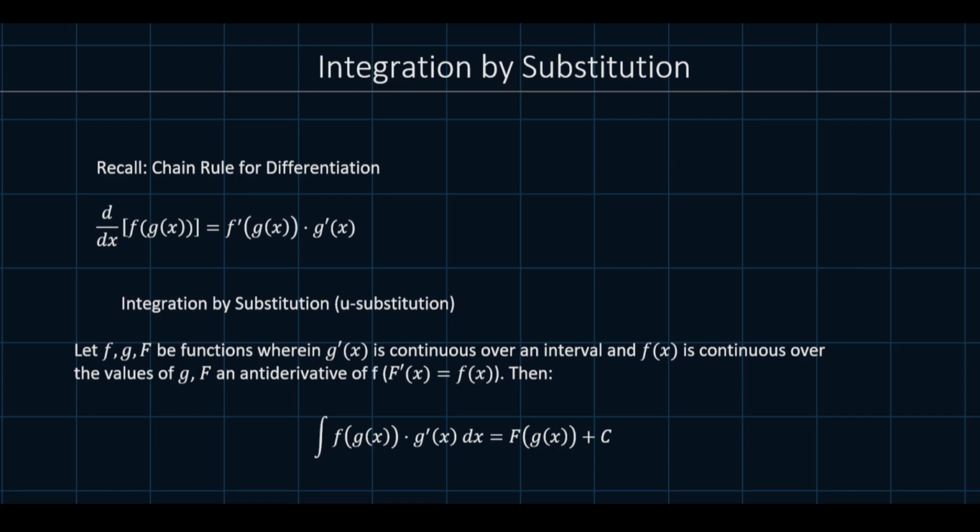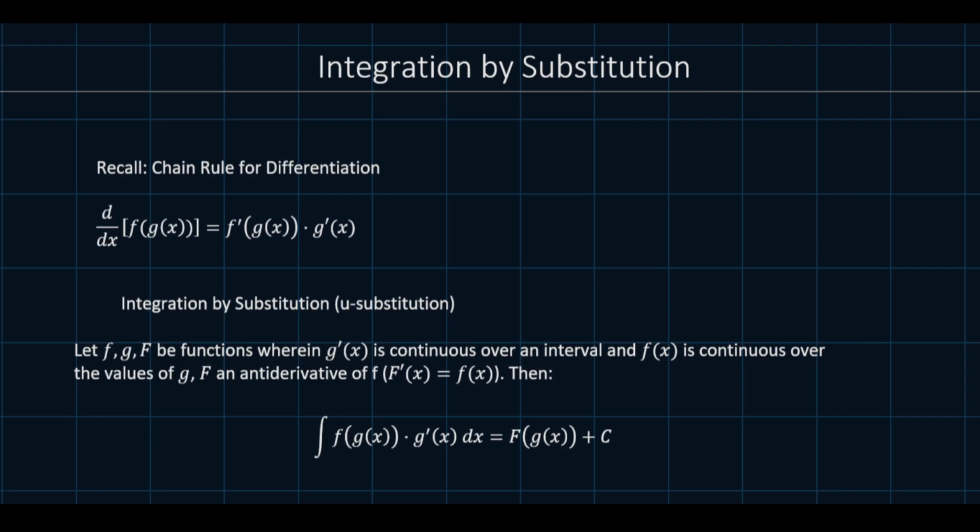Okay, so let me just present the formal definition of integration by substitution, or this is sometimes known as U substitution. So if we have three functions f, g, and capital F, wherein g prime of x is continuous over an interval, and small f is continuous over the values of g, at yung capital F natin ay antiderivative ng small f, or capital F prime of x is equal to small f of x, then we have this integral. Okay?